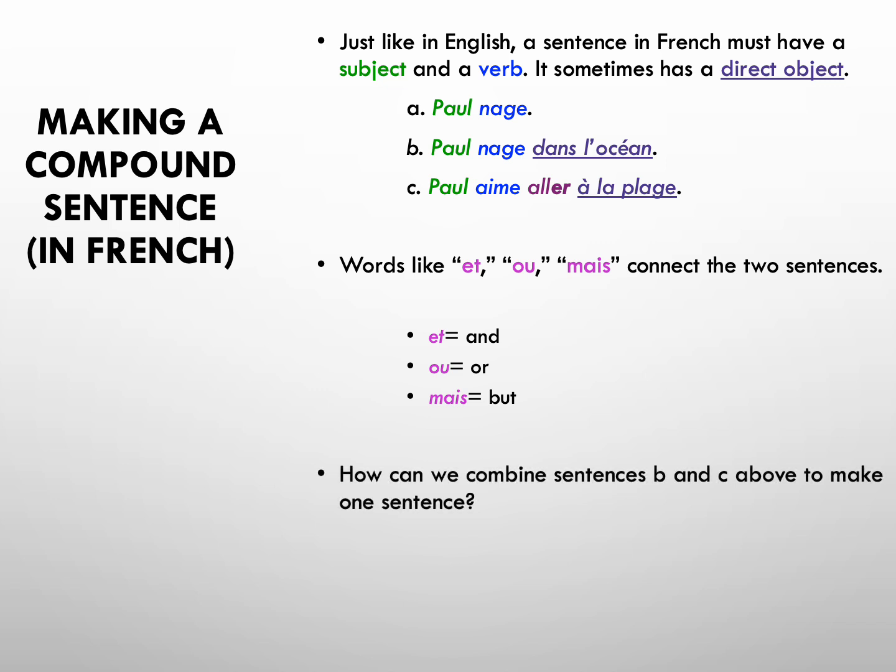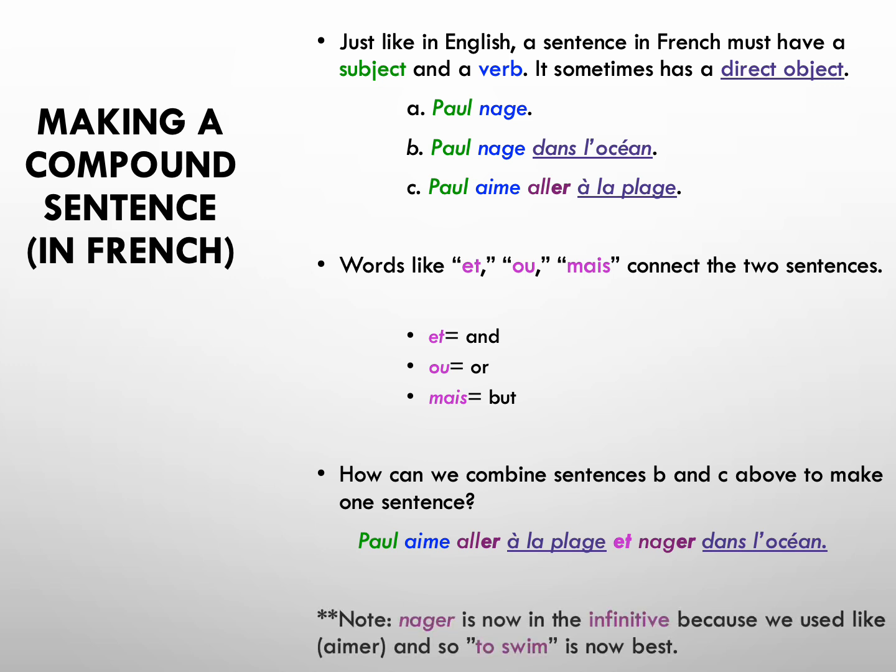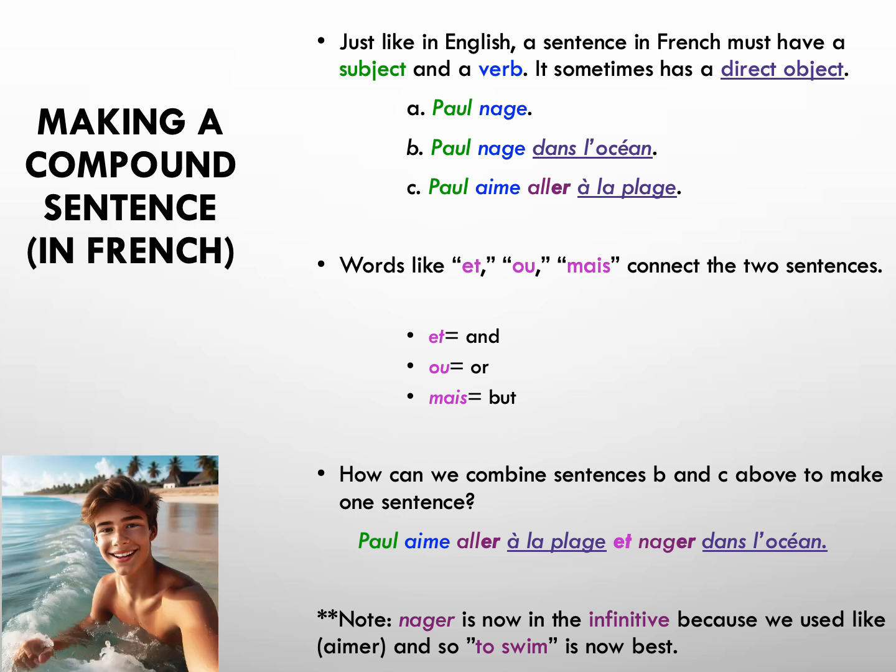How can we combine sentences B and C above to make one sentence? Think carefully. Paul aime aller à la plage et nager dans l'océan. You'll note here that nager is now in the infinitive because we used aimer, and so to swim is now nager.